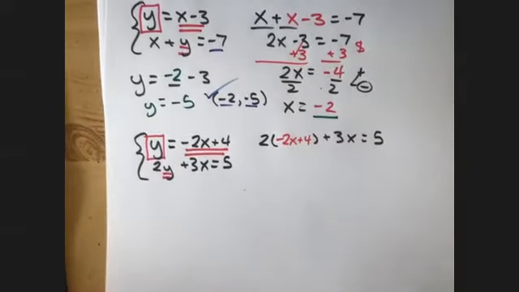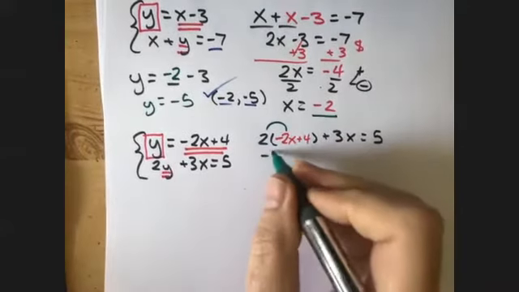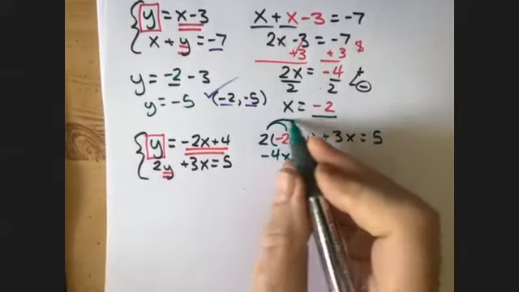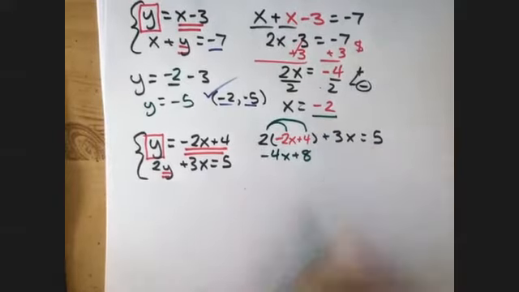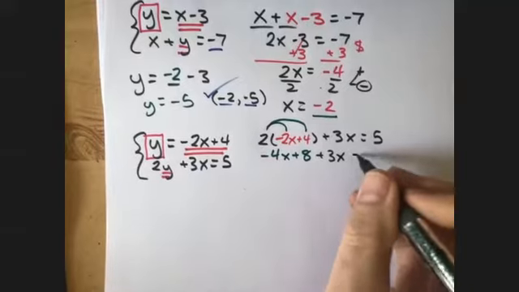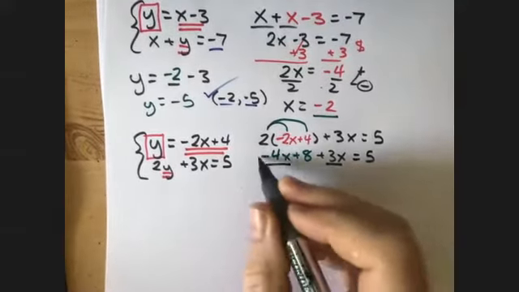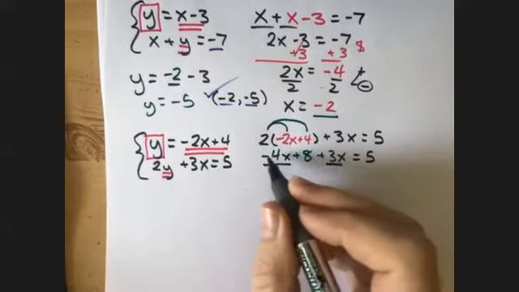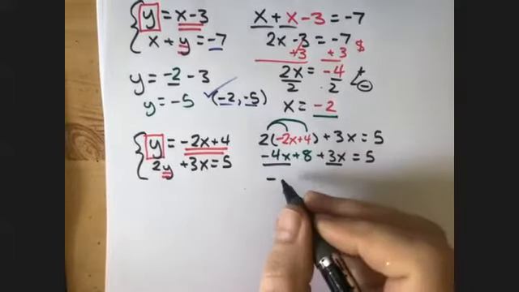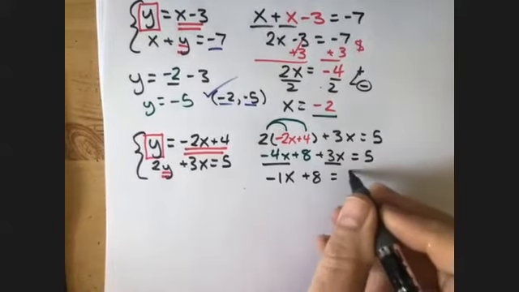And I have to do the distributive property here. So I'm going to do the rainbows. 2 times negative 2 is negative 4x. And then the second one, 2 times 4 is 8. Everything else just comes down. Combining like terms, I have x's here and there. Negative 4 and positive 3, different signs subtract. I have more negatives. 4 minus 3 is 1. So I have negative 1x plus 8 equals 5.